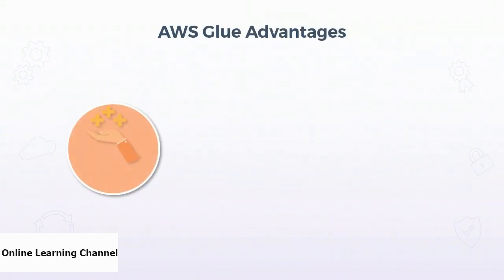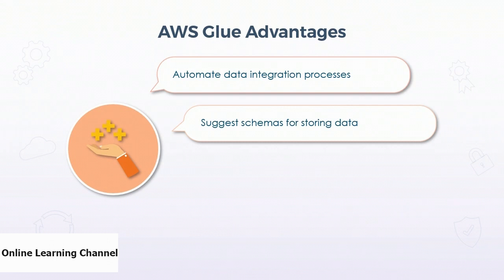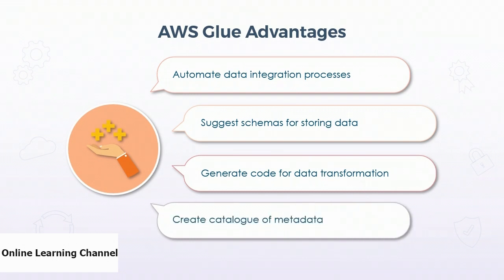Now let us look at AWS Glue advantages. One big advantage of using AWS Glue is that it helps automate most of the processes required for data integration. It can crawl data sources and identify formats as well as automatically suggest schemas needed to store data in a warehouse. AWS Glue also generates code that is needed to transform data and load it to the right location. Post this process, AWS Glue then creates a catalog of metadata, which is essentially a repository for the datasets containing details about type, location, and attributes.